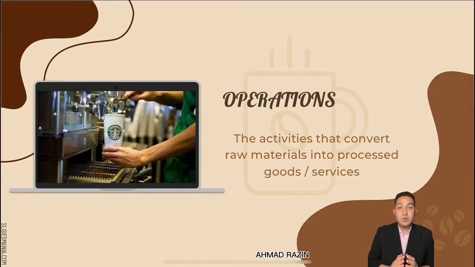Next is operations. Once the required material has been collected internally, operations can convert the input into the desired product. These are activities that convert raw material into processed goods or services. Examples: machining, packaging, and assembly.